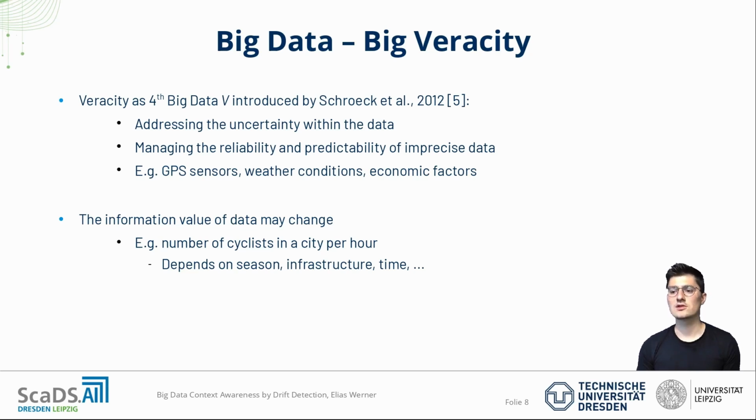Moreover, veracity also considers the information value of the data that might change. For example, the number of cyclists in a city per hour depends on the season, the infrastructure, or the daytime, and to assess this number, we need to consider this information as well.